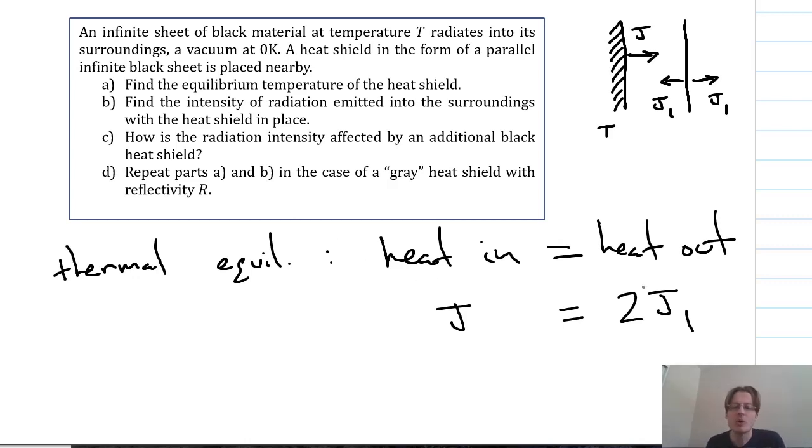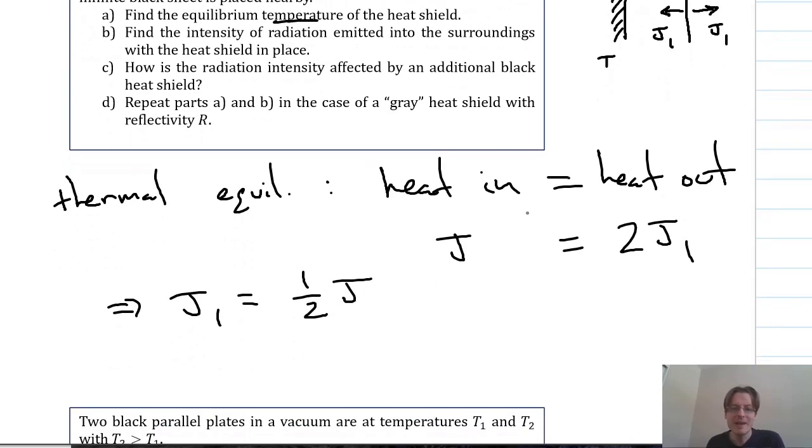Okay, so this means I can solve for J1. J1 is equal to 1/2 of J. That lets me figure out the temperature. It's telling me that J1 is equal to 1/2 of the energy flux from the star. And now what I know is J1 goes like T1 to the fourth. So this is an equation to solve for the temperature of the shield. It tells me that T1 must be 1 over 2 to the 1/4 power times the temperature of the star.